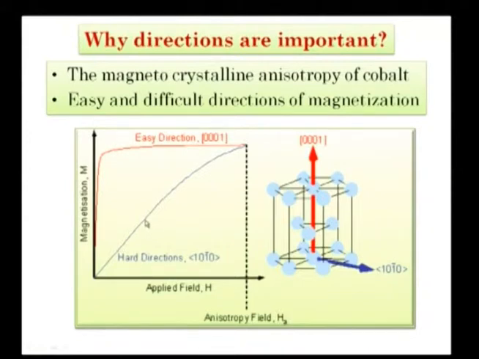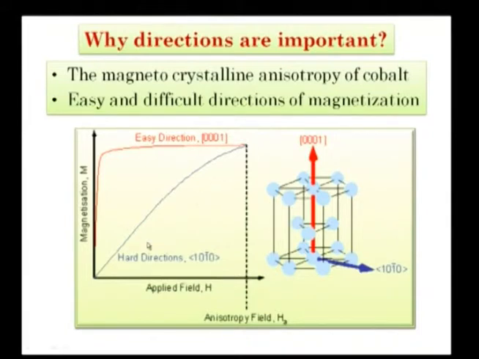But on the other hand, if you apply the magnetic field along the 0 0 1 direction, then the magnetization acquired by the material is shown by the red curve. The value is much larger. For the same applied field, the magnetization is much larger along the 0 0 1 direction compared to the 1 0 1 bar 0 direction. So, that is the reason why it is called easy direction of magnetization, whereas this is called a difficult direction of magnetization or the hard direction.